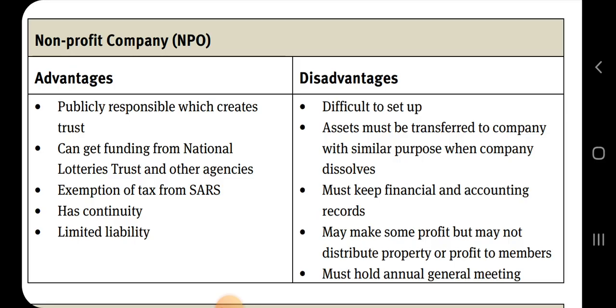So people trust NPOs, and they can get funding from national lottery trusts and other agencies that fund good causes. There is exemption of tax from SARS, so you do not pay tax. It has continuity, so the NGO can continue even if the owner has died. There's limited liability, meaning the debts of the NPO are not the debts of the owner.